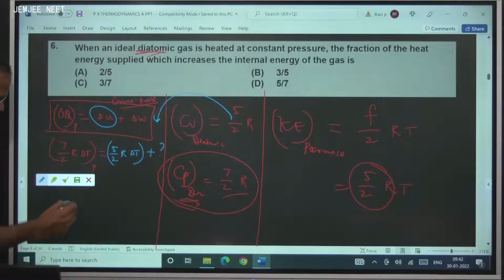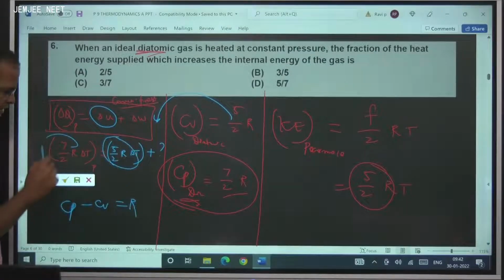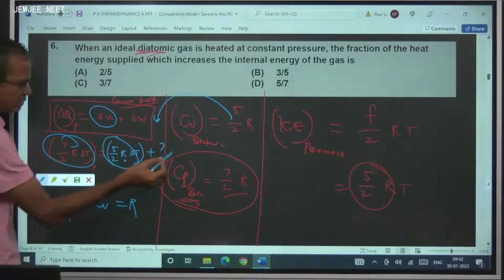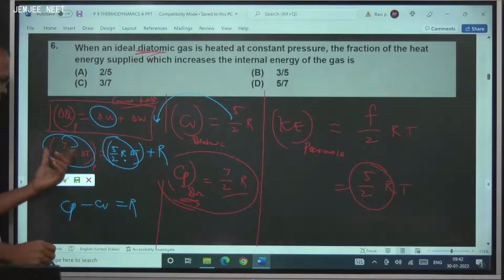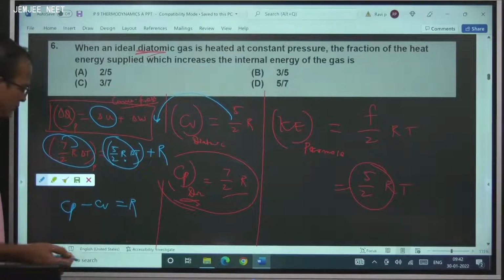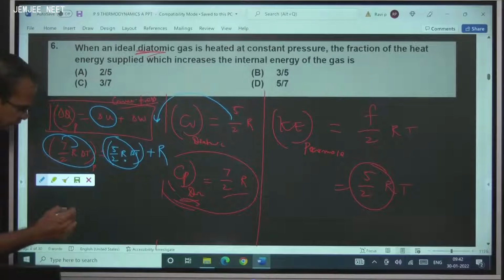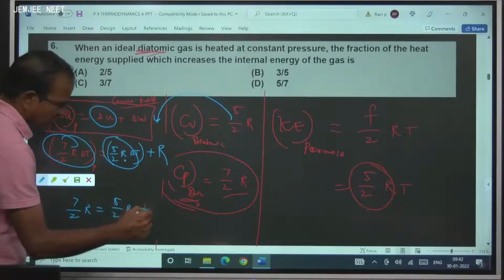நமக்கு நல்லா தெரியும், Cp minus Cv is equal to R. இதுதான் Cp, இதுதான் Cv. Cp minus Cv is equal to R. அப்போ இங்கே யார் இருக்க போகிறா? R தான் இருக்க போகிறா. கிளியராக தெரிஞ்சிருச்சு. Cp is Cv plus R. Sure? Got the point? This is Cp. புரிஞ்சுதா கண்ணே? 7/2 R equal to 5/2 R plus R.